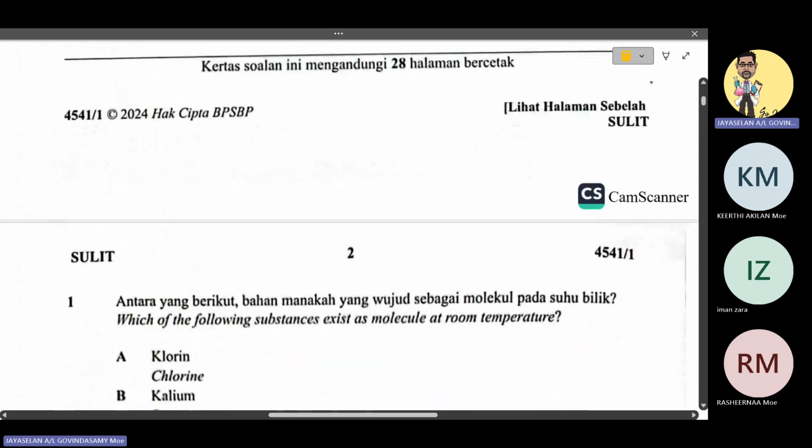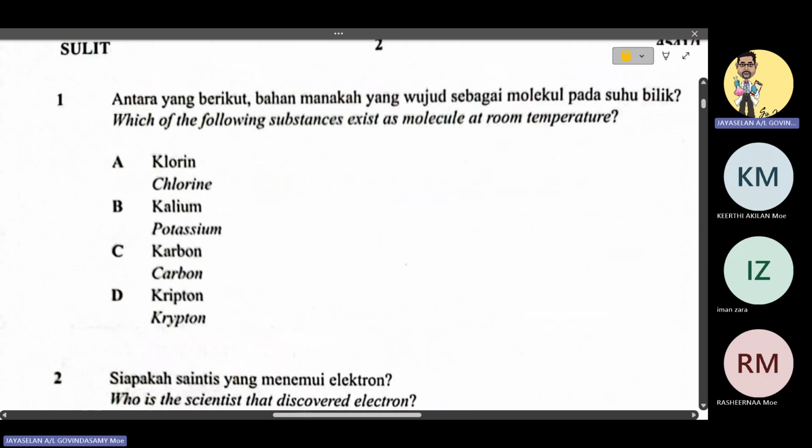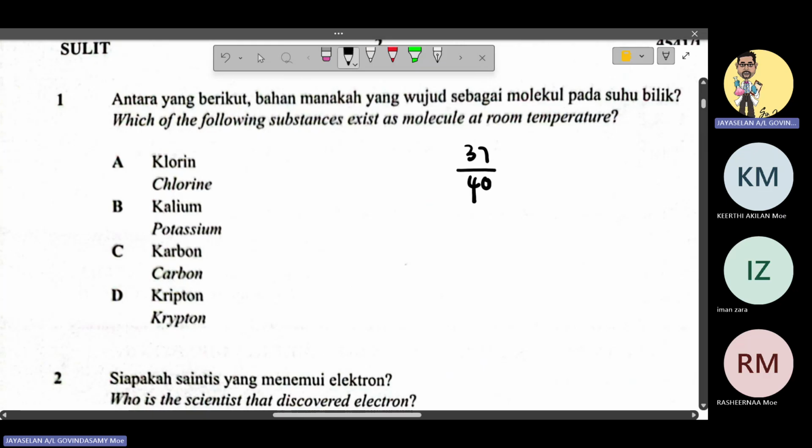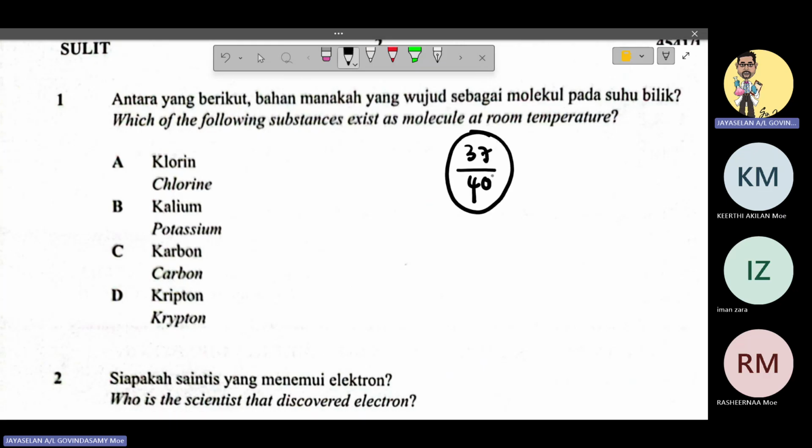I want you all to get 5 over 5. Objective question, please set your target. Objective, you must remember, out of 40, you must get 37 correct if you want to get A plus. Only 3 wrong. Actually, you can get it, it's very easy.